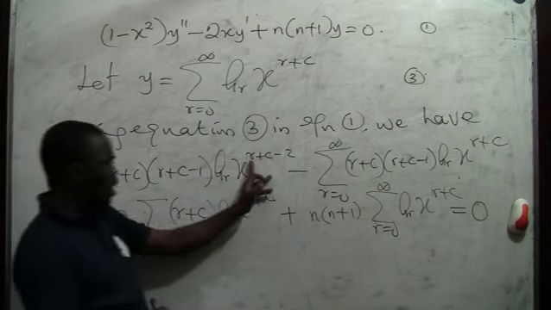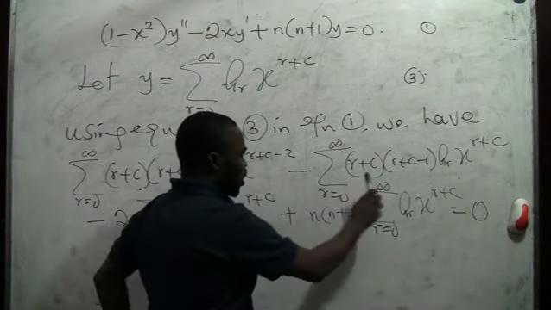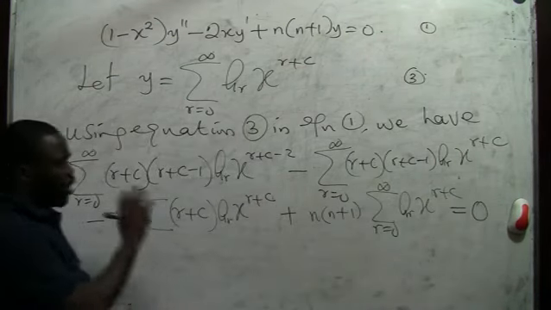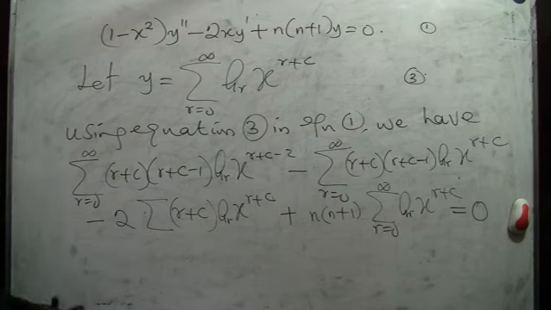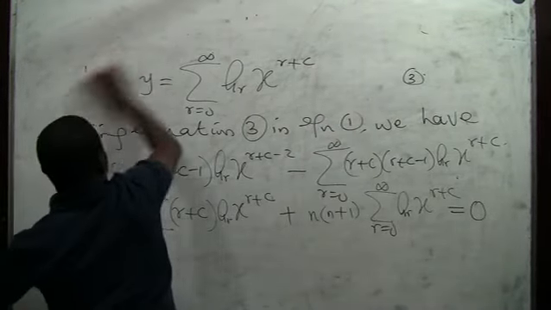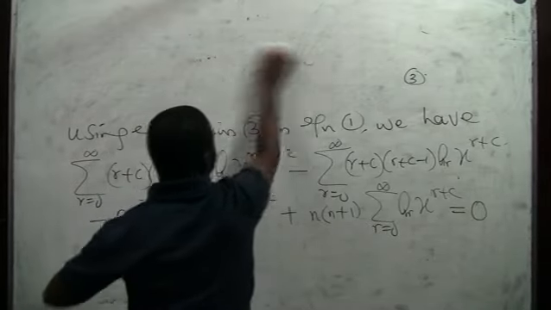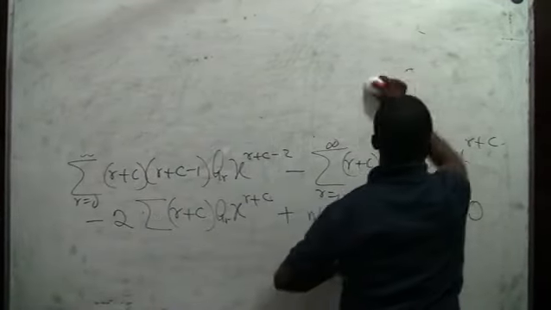We have r plus c minus 2 here. We have r plus c at this point. R plus c, r plus c. We have just two powers: r plus c minus 2 and r plus c. Now, let us bring all the common powers together under the same summation. Bring all the same power together under one singular summation.